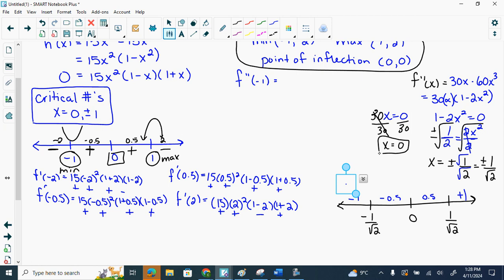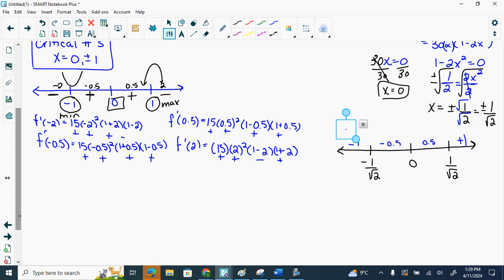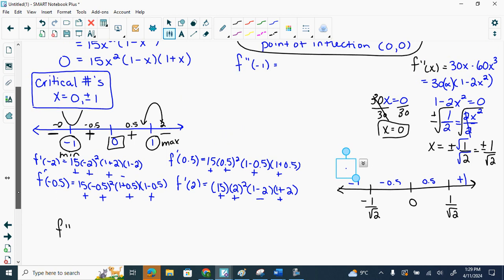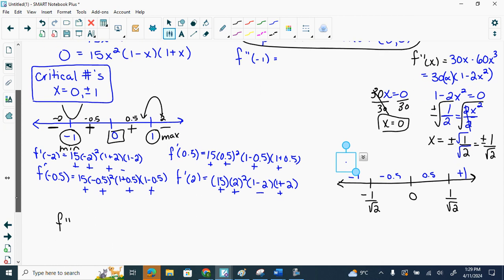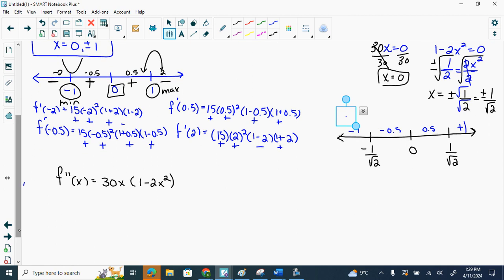Then we plug in our values. We're going to go f double prime. We have f double prime of x equals 30x, bracket 1 minus 2x squared. So now we have to plug in our values. So we're going to plug in those 4. So we do f double prime of negative 1.